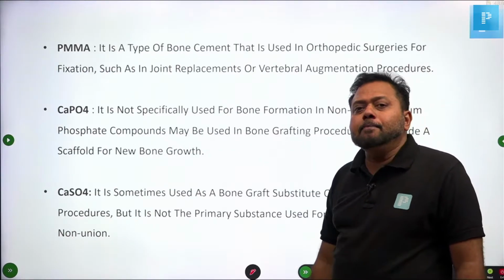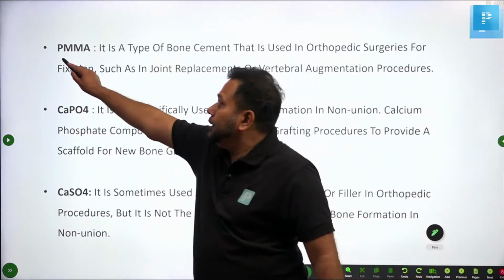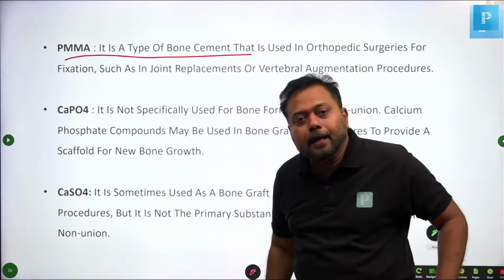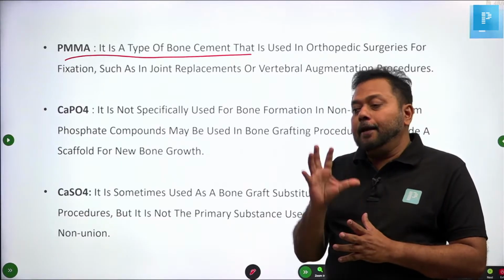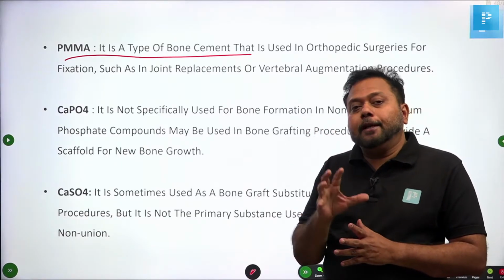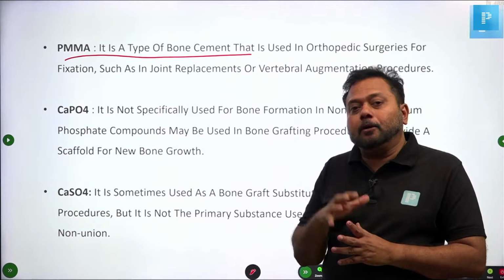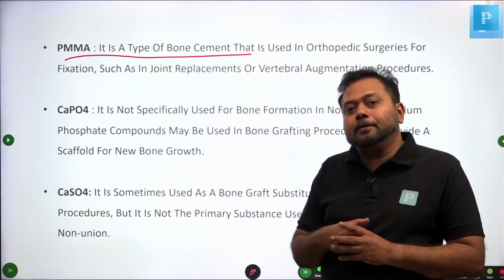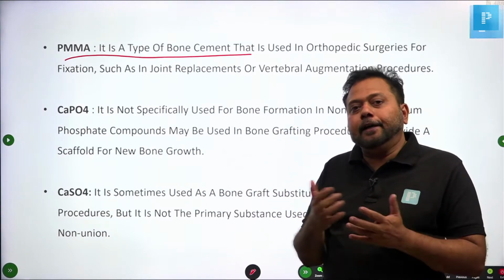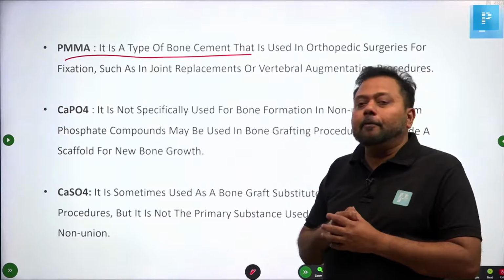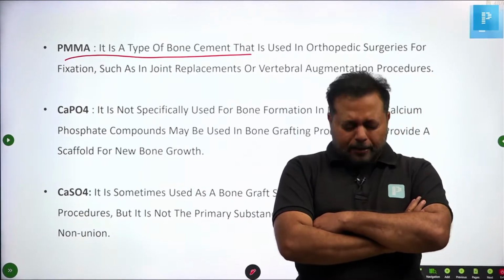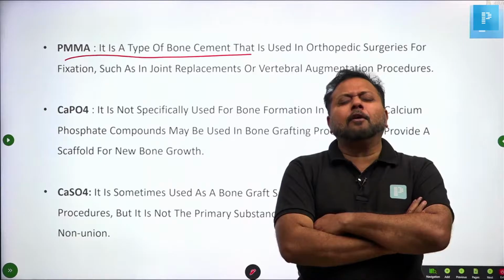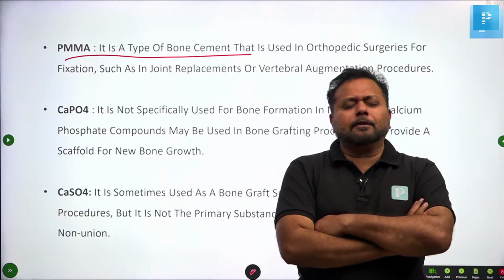PMMA is polymethoxymethyl acrylate. It is a type of bone cement. Only with this bone cement we are fixing the prosthesis in total knee replacement, total hip replacement, hemiarthroplasty. So if you want to fix a prosthesis to the bone, it definitely needs a bone cement that is made up of polymethoxymethyl acrylate. Since this is a revision class, the same word you had read in ophthalmology also, polymethoxymethyl acrylate.